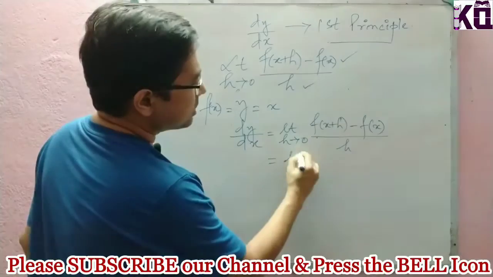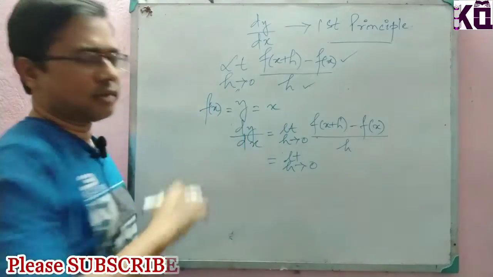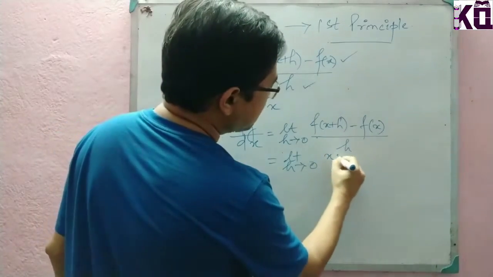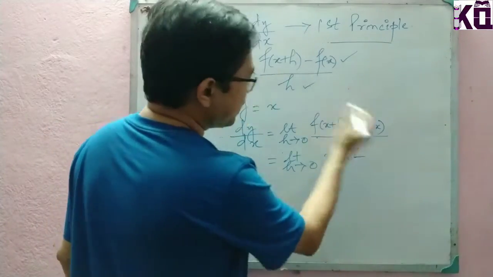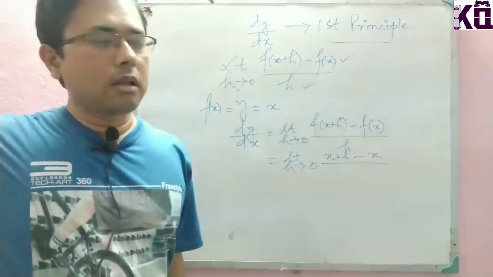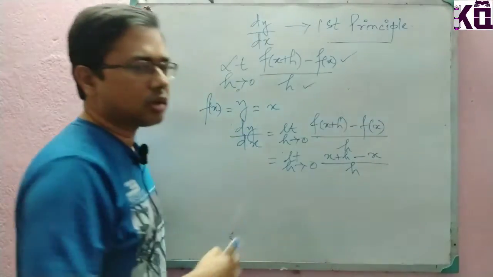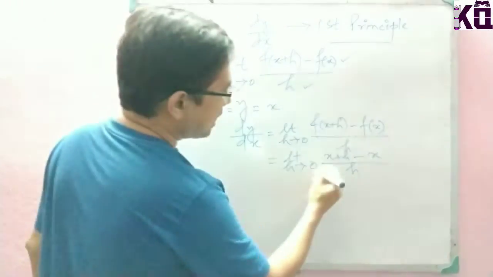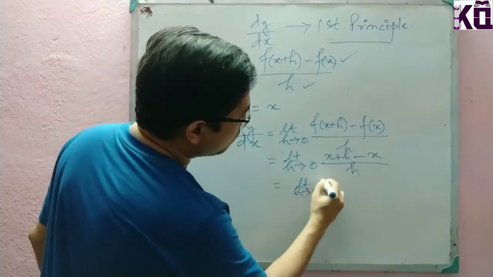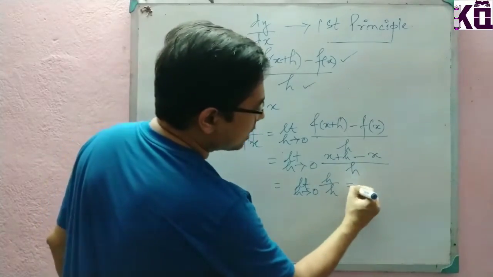So here, if f(x) is x, then what about f(x plus h)? f(x plus h) should be x plus h, then f(x) is x again, so finally that becomes h. And the lower term is h, so finally x and x cancel out, you will have limit h tends to 0 of h divided by h, so these cancel out and we will get 1.